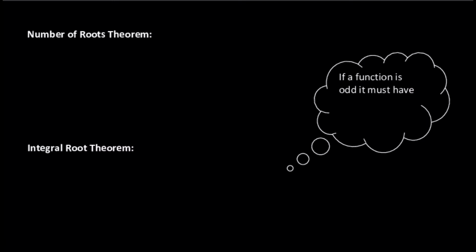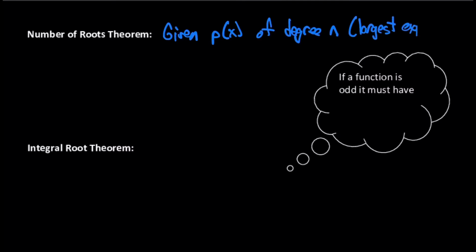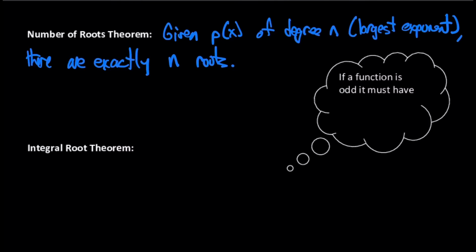First one is called the number of roots theorem. And what this says is, given p of x, which is just a polynomial of degree n, and that is simply the largest exponent, there are exactly n roots. So if it's a fourth degree, there's 4 roots. Fifth degree, there's 5 roots. Now notice, it just says roots. It doesn't specify what type.